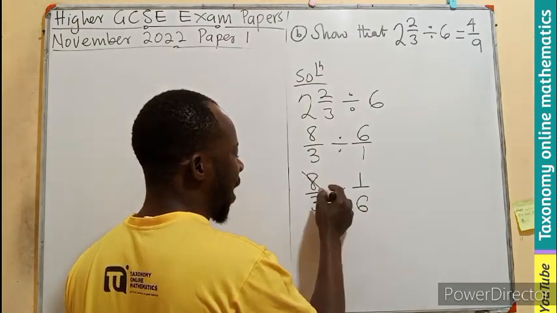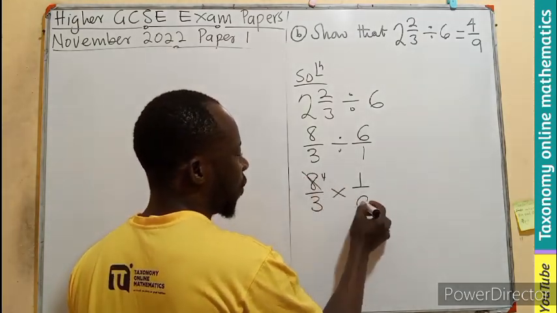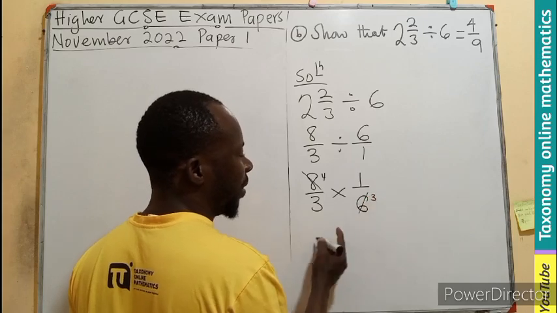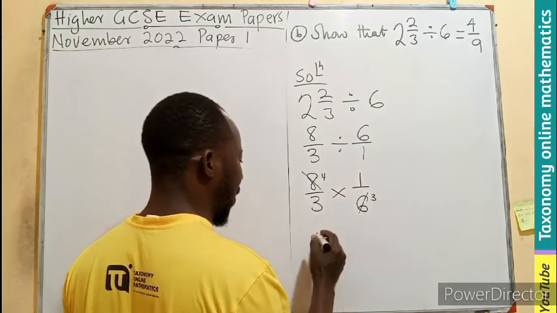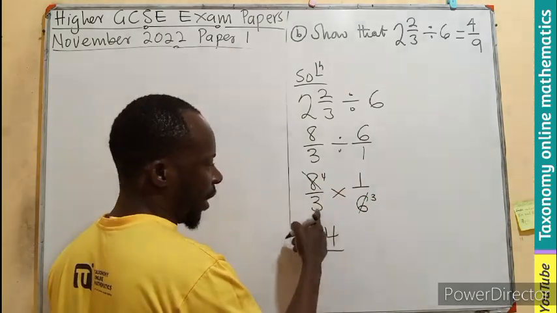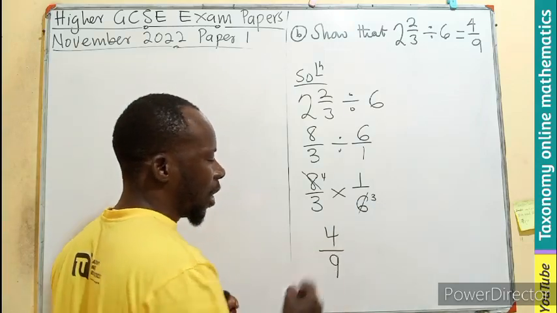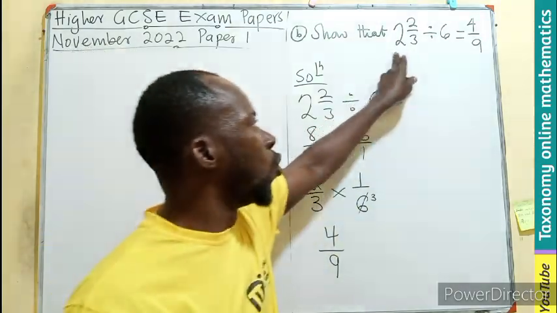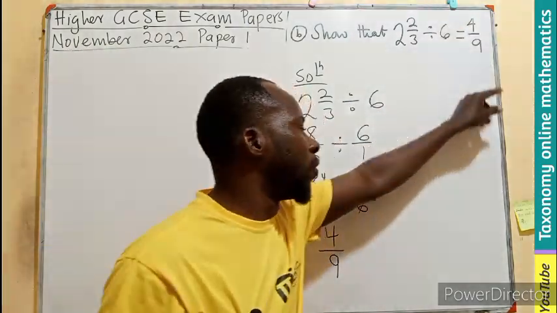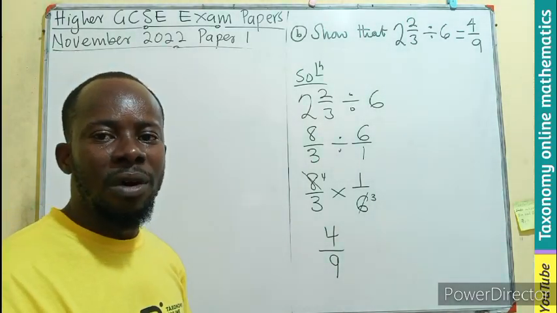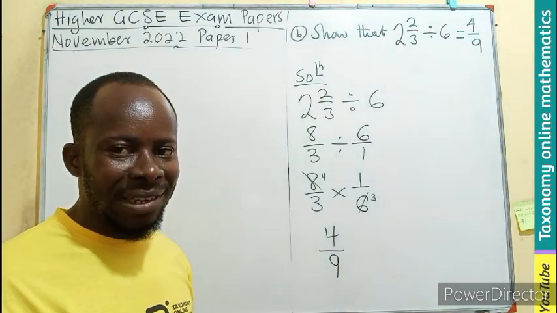So if 2 goes here, that will be 4. If 2 goes here, that will be 3. So 4 times 1, 4. 3 times 3, that will be 9. So we have shown that the left is equal to the right, which is 4 on 9. I'm sure this is clear.